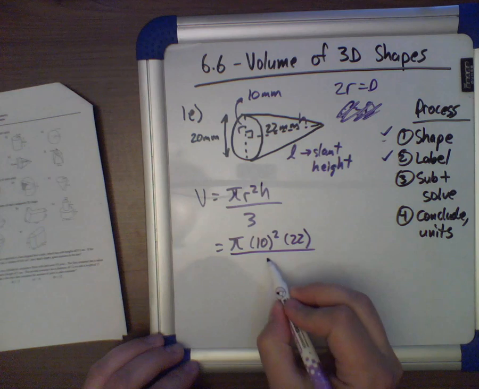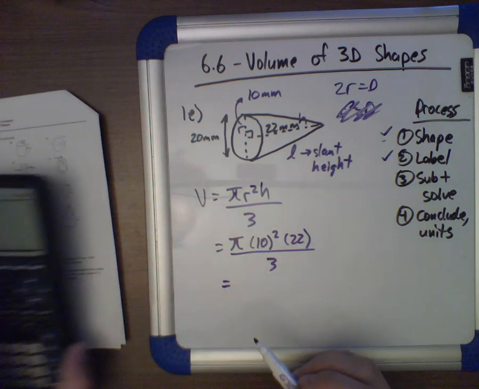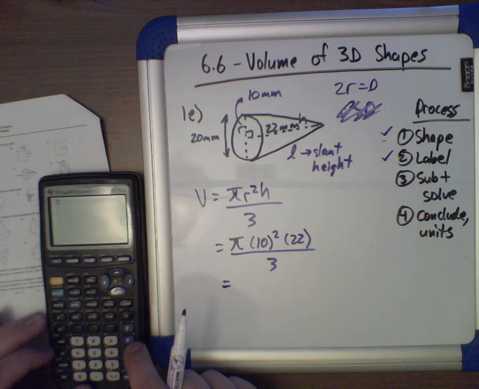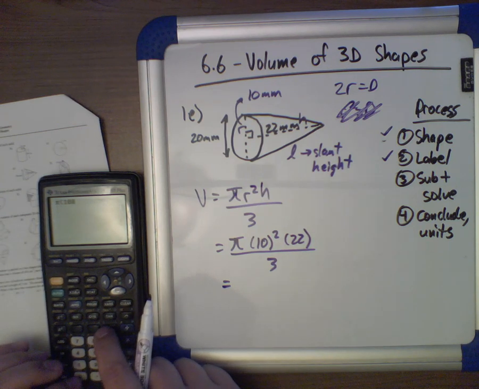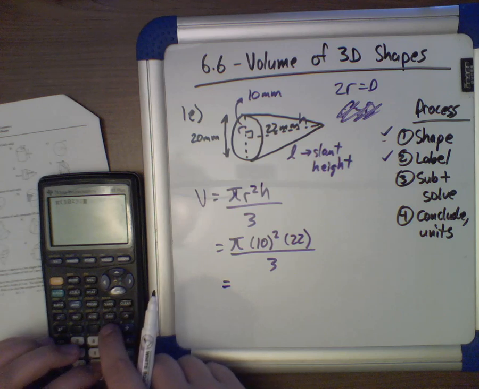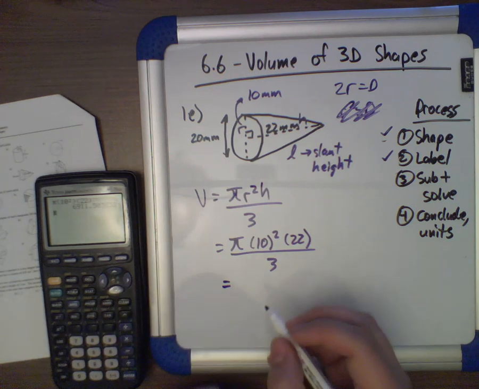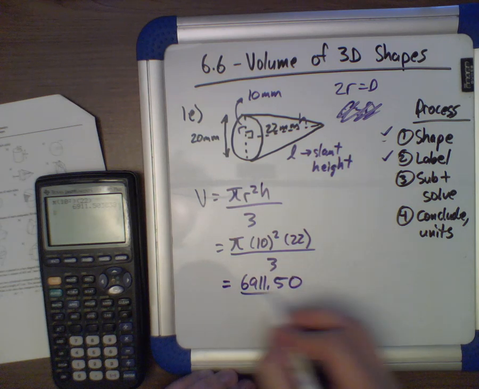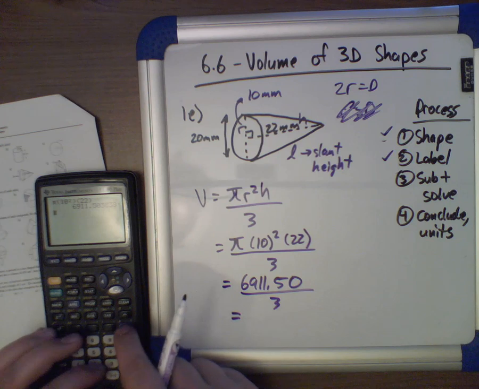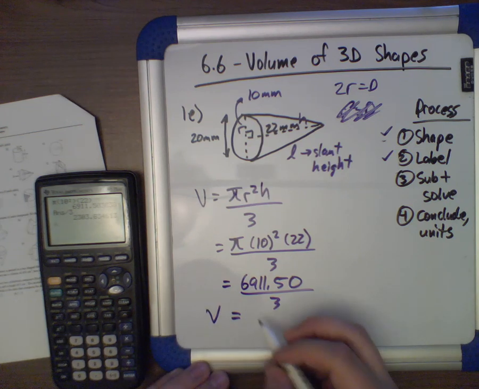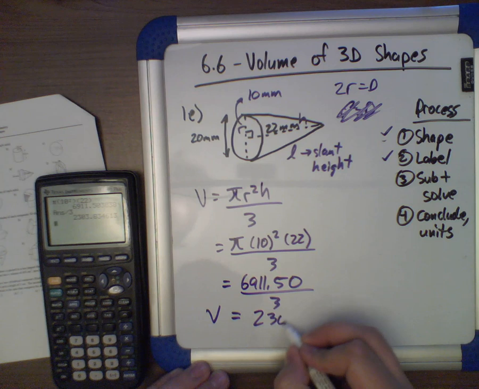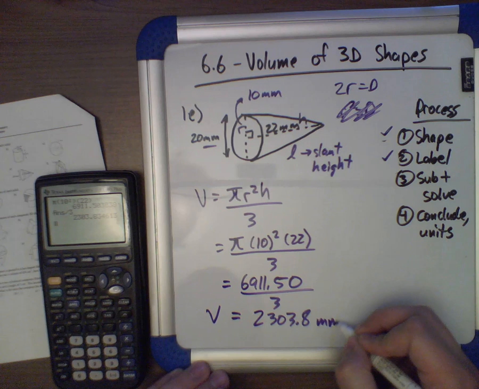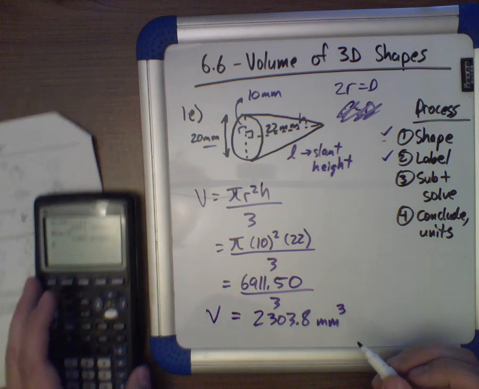divided by 3. Once again, you can plug this all in your calculator all at once, but be careful. It's easy to make typos. I'm just going to do the top first, and then I'll do the bottom. Pi times 10 squared times 22. So my top number is 6911.50 over 3. Volume is 2,303.8. What were my units? Millimeters. And it's volume, so it's cubed.